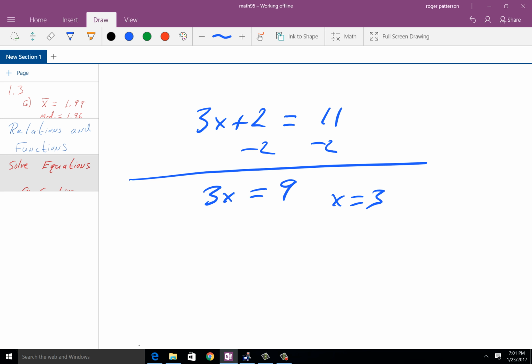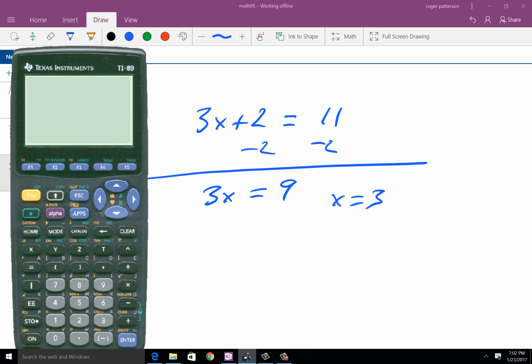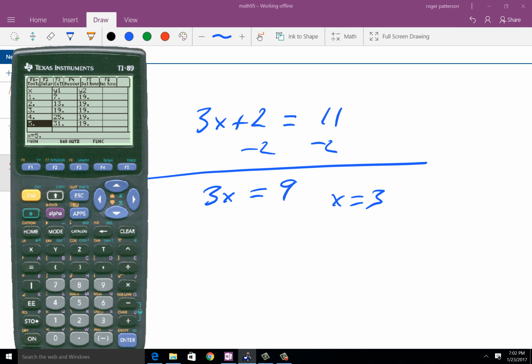So let me switch it up again. Go back to this. Okay. Turn it on. I'm going to go back to the table. Y, diamond, Y equals. I don't want that. Clear it. And I don't want this one. Here, enter. Okay, type it in. 3x plus 2. Enter. Come down, put 11 in this one. Enter. Diamond. Graph.